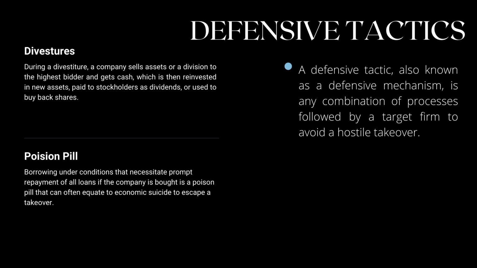Next one is a poison pill. Borrowing under conditions that necessitate prompt repayment of all loans if the company is bought is a poison pill that can often equate to economic suicide to escape a takeover. Second, the target firm's shareholders are given the ability to purchase shares in the combined business at a reduced price if another business acquires control.